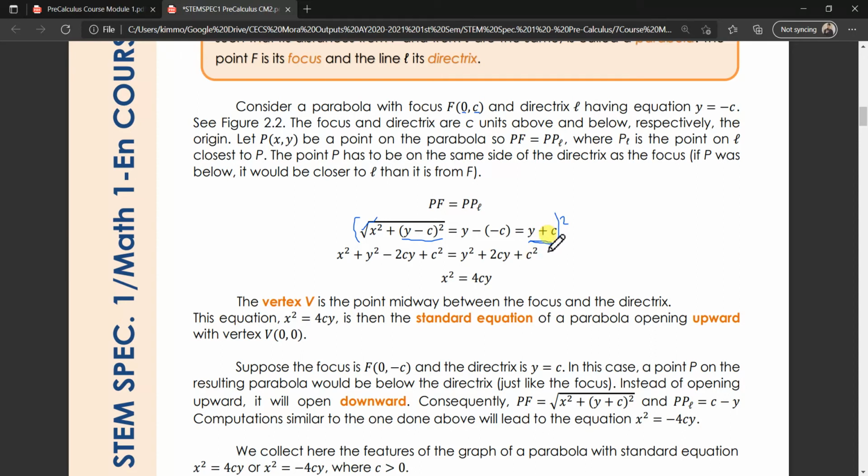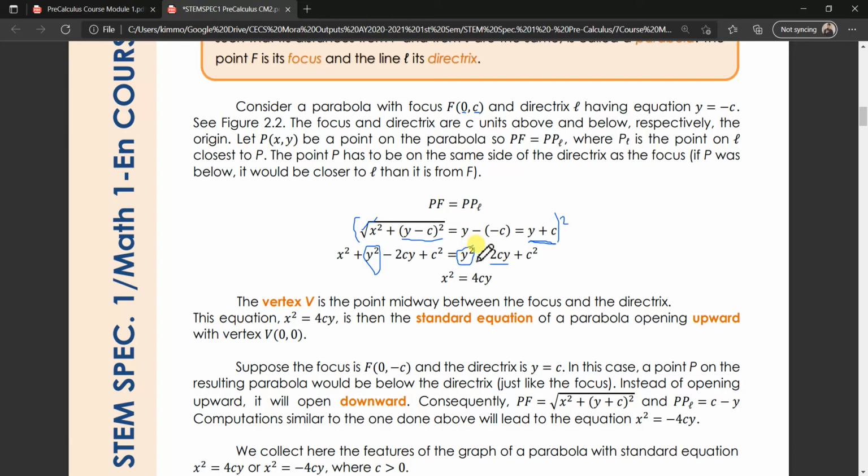When we square that, we just expand it. The same process: we square the first term, multiply the first and second terms, then multiply it by 2. That's why we have 2cy, then square the last term, which is c squared. After that, we combine similar terms, or simplify. The y squared will cancel out because we have y squared on both sides of the equation. If you transfer it to the other side of the equal sign, from positive it becomes negative.